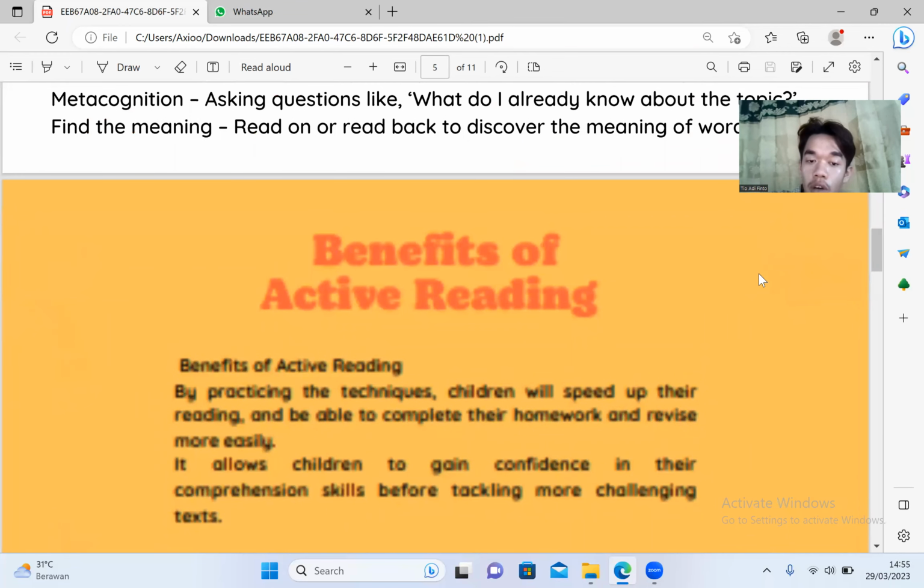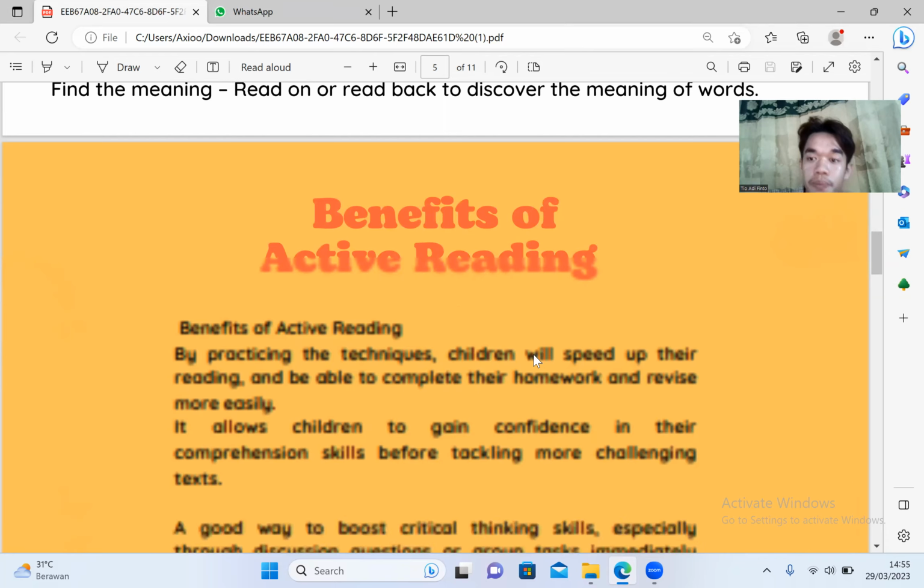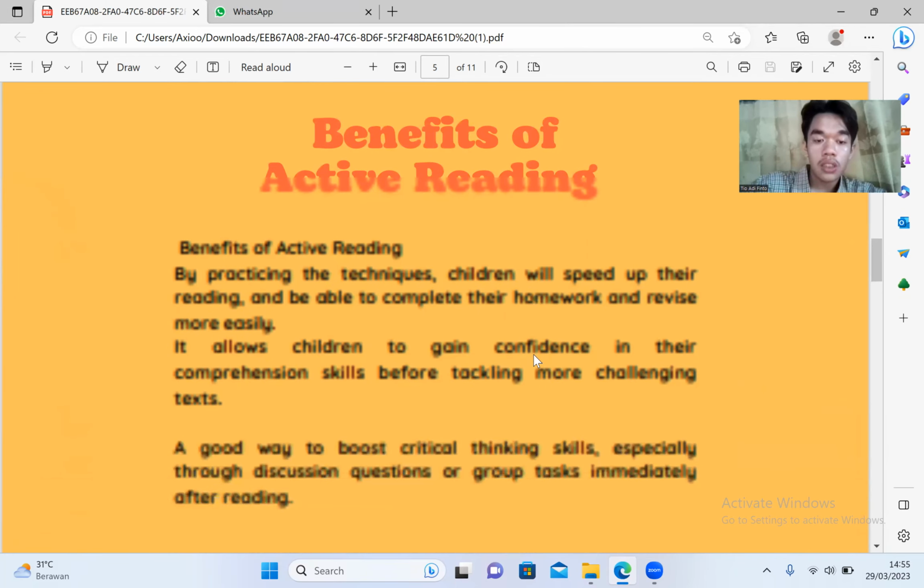And the next, benefit of active reading. So what is the benefit of active reading? By practicing the technique, children will speed up their reading and be able to complete their homework or revise more easily. It allows children to gain confidence in their comprehension skills before tackling more challenging texts. It is also a good way to boost critical thinking skills, especially through discussion, questions, or group talk immediately after reading.